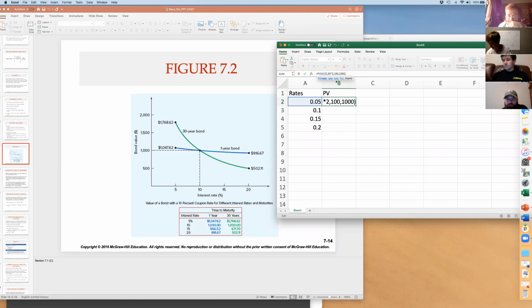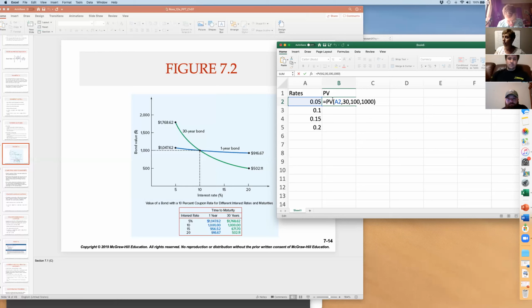And I just misread that, sorry. So I'm doing a 30-year bond. And there we go, we've reproduced it. There's my work. Again, I'm cell referencing the interest rate, and I'm going to copy this down so I can see all the prices for this bond given the interest rate at 5%, 10%, 15, and 20.